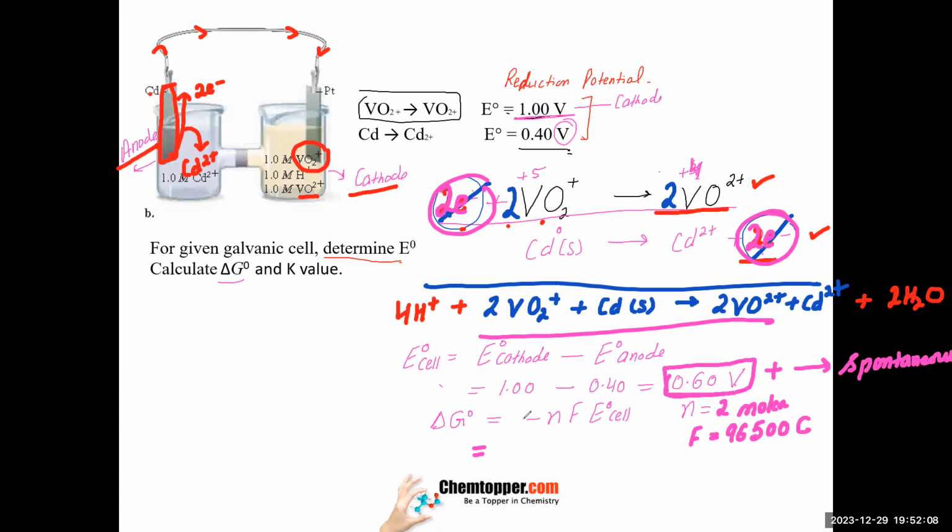Plug in the values. This minus is here. Then 2, times 96,500 coulombs, times E naught cell, which is 0.60. And this answer will be in joules. Everything is in standard international units. Volt, SI unit. Moles, SI unit. Coulombs, SI unit. So what is the SI unit of delta G? Joules. So you can work out the answer. Answer should have only two significant figures. 0.60 is going to decide the sig figs.